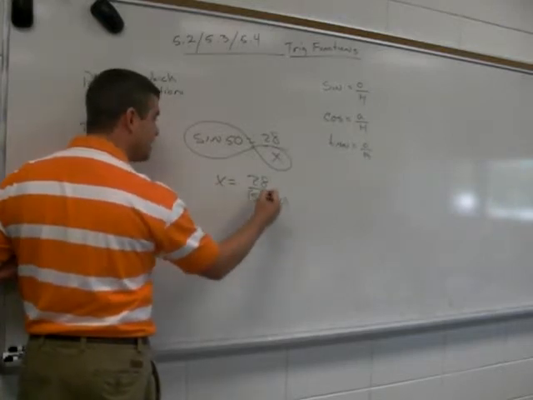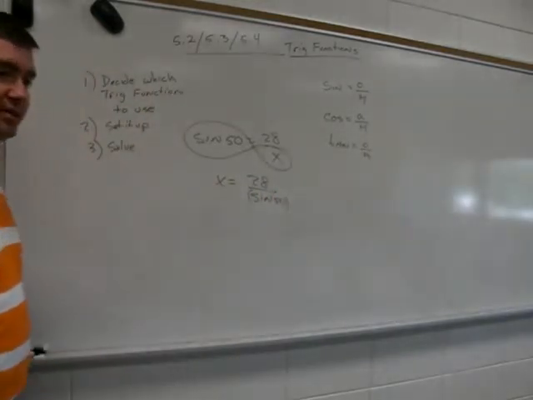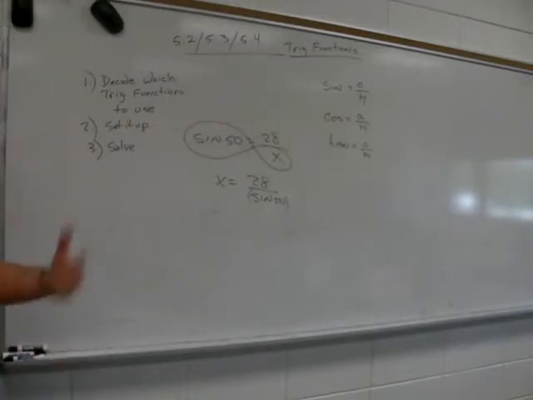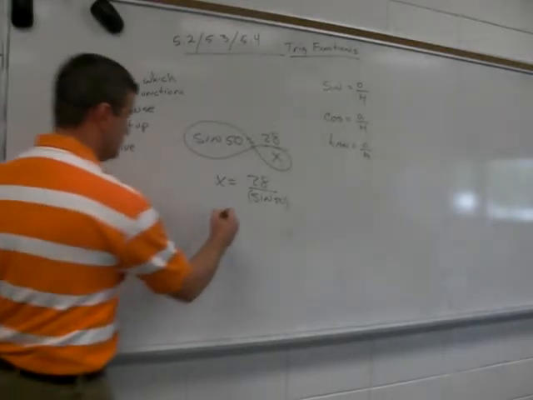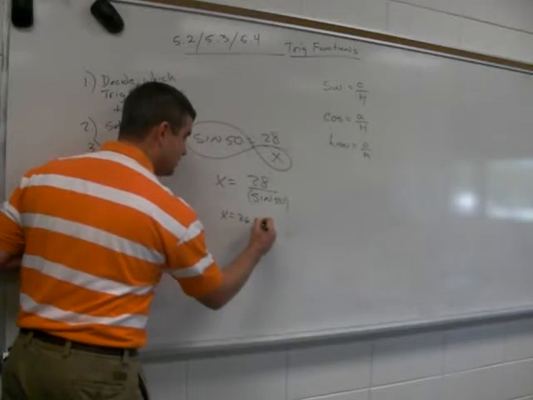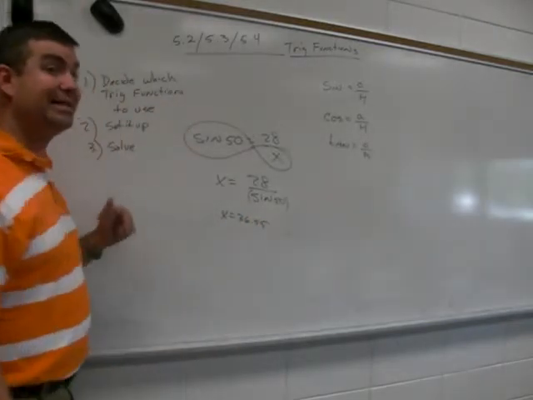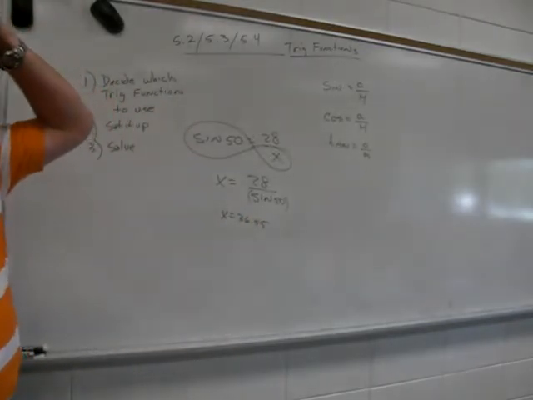When you're typing that in your calculator, you have to remember to use parentheses. Everybody practice. Get your calculator out. Do 28 divided by the sine of 50. 36.55. Say it again. 36.55. Thank you very much. Did anybody not get 36.55?